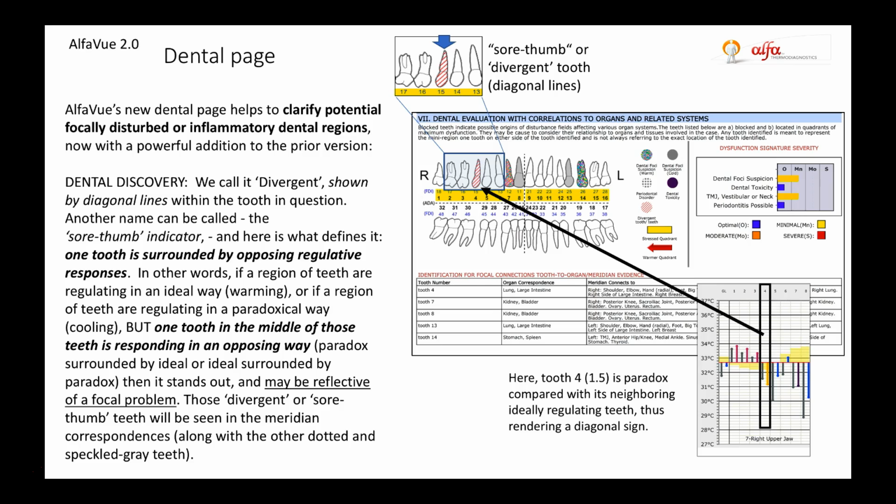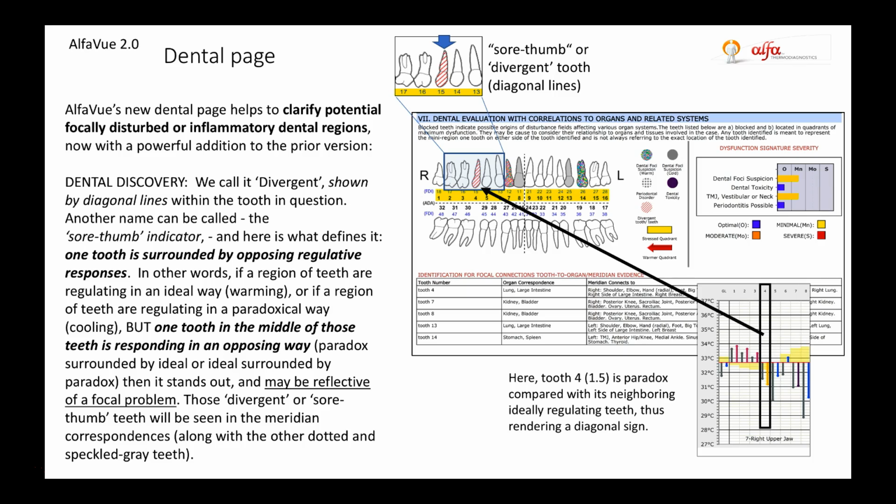But here you can see there is a diagonal line on tooth number 4 and also on tooth number 7, which also has the speckled look, which means that there are two temperatures very different from each other in teeth next to each other. So now we have an added algorithm for this tooth, and we call it the divergent tooth because it's like a sore thumb sticking out that's different than its neighbors.